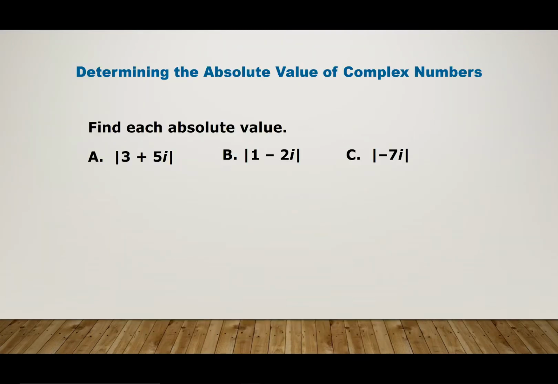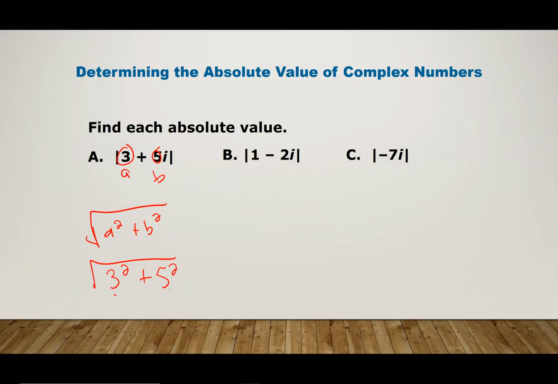So find the absolute value of each of these. Now, for this one, notice the a is 3 and the b is 5. Not really concerned with the i. We're just going to say, if I want to find the distance from 0, I'm going to use my formula, the square root of a squared plus b squared, right? a is 3, so I want the square root of 3 squared plus b squared, which is 5 squared, right? So a is 3, b is 5.